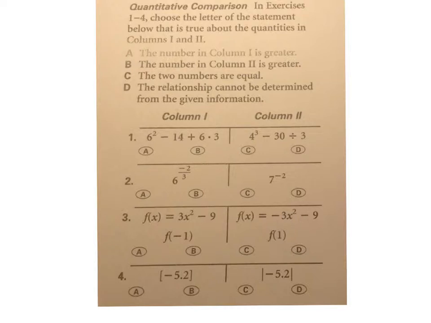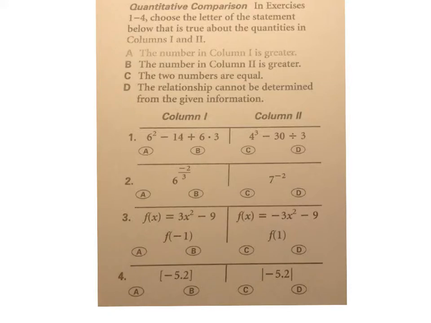In 1 through 4, choose the letter of the statement below that is true about the quantities in column 1 and column 2. And it gives you the 4 different choices. So the number in column 1 is greater, the number in column 2 is greater, the two numbers are equal, the relationship cannot be determined. Okay, and we're looking at number 3.